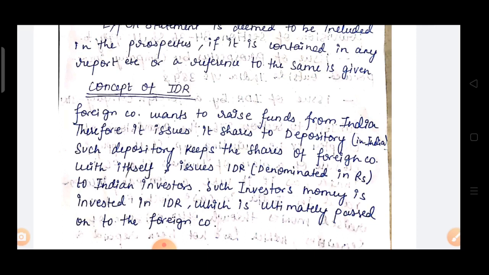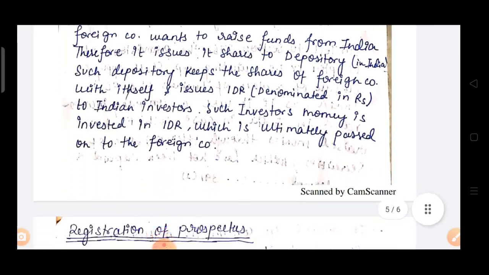Now what happens, such Indian investors' money is invested in IDR, which is ultimately passed on to the foreign company. Okay, try to understand the scenario. The foreign company wants to raise funds, so the foreign company issues its shares to an Indian depository. Now the depository keeps the shares of the foreign company with itself, and the depository issues IDRs to Indian investors. Now Indian investors invest in this IDR, so such investors' money is invested in IDR, which is ultimately passed on to the foreign company. In this way, through IDR, the foreign company raises funds from India. This is the concept of IDR.